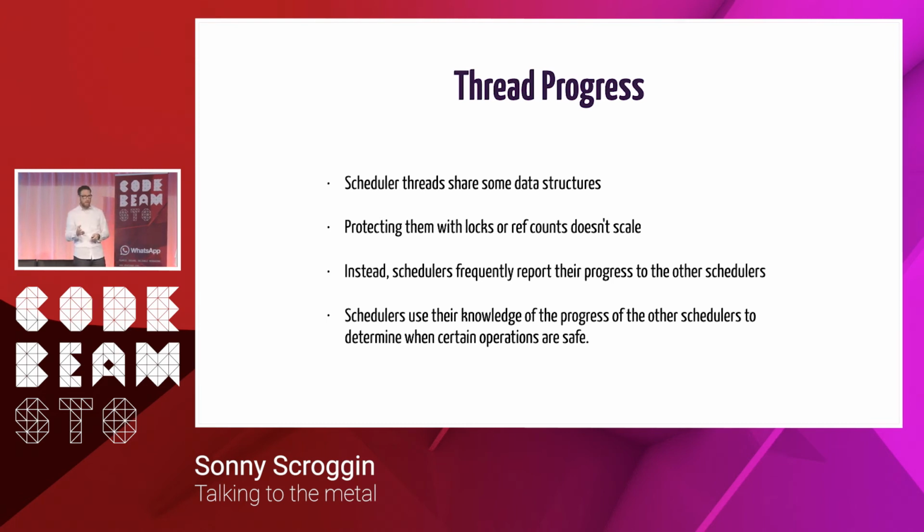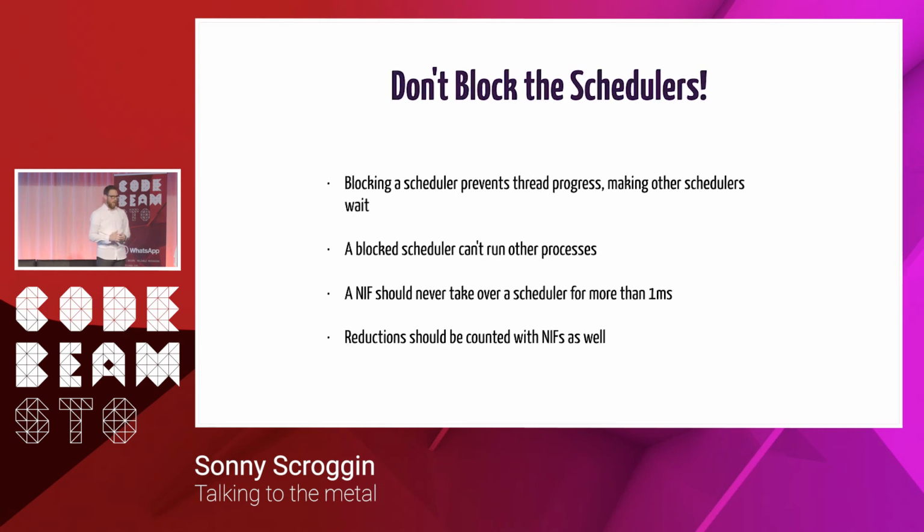Instead, the schedulers frequently report progress. And because of this progress, all the schedulers can understand what data can be deallocated and what can't be. So thread progress is really important, especially in the scheme of blocking schedulers. When you block the schedulers, you end up preventing thread progress and making all the other schedulers wait. A blocked scheduler can't be running processes, and so obviously, a NIF should never take over the scheduler for too much time.